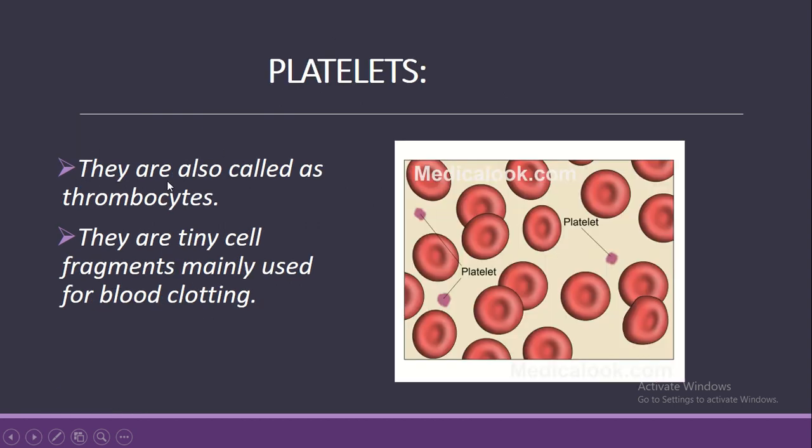So platelets. What we see here is the RBC, and what we see smaller here is the platelets. They are also called thrombocytes. They are tiny cell fragments mainly used for blood clotting. When you have a cut or an injury on your head or somewhere on your fingers, it is very common to have a cut on our fingers.